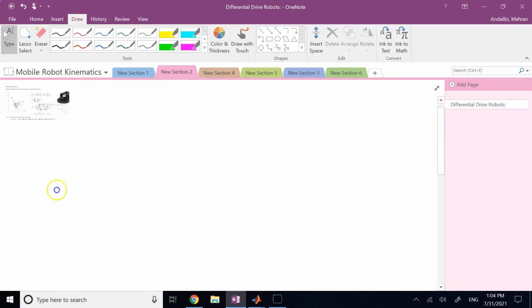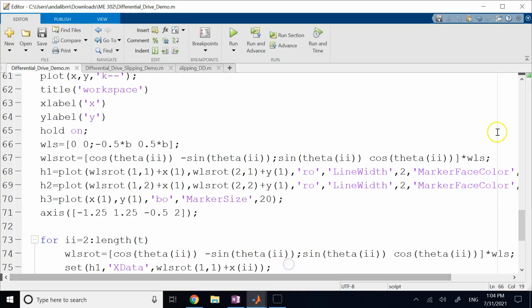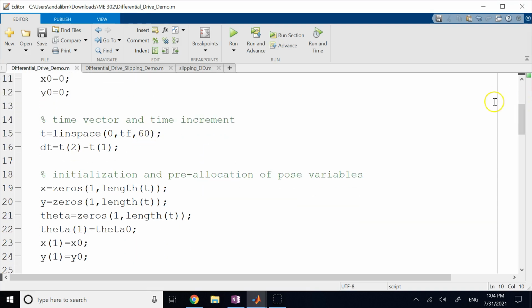And now before I get into this non-holonomic constraint that we have on this motion, which means basically not moving to the side, I want you to see a MATLAB demo and an animation that I wrote. So here I have my radius of each tire to be about 7.5 centimeters, the chassis width to be 30 centimeters, right? So 2b is 0.3, the simulation time 3 seconds, initial pose is completely 0, x naught, y naught, and theta naught. And then I use 60 points for the total simulation.